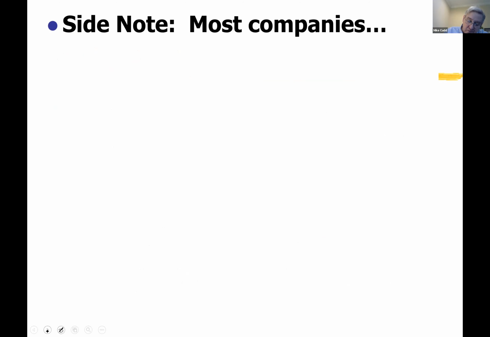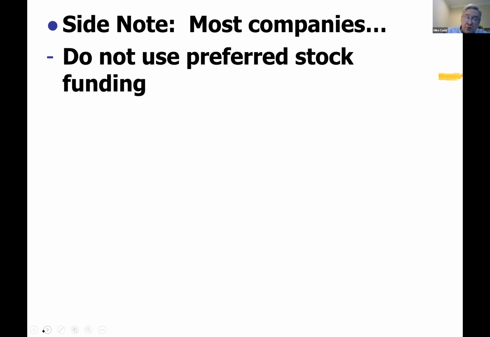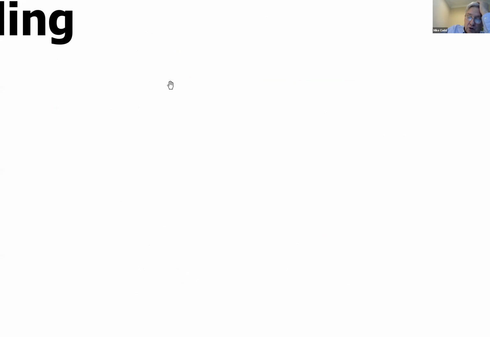Now, most companies don't use preferred stock. Regulated monopolies, whoa.